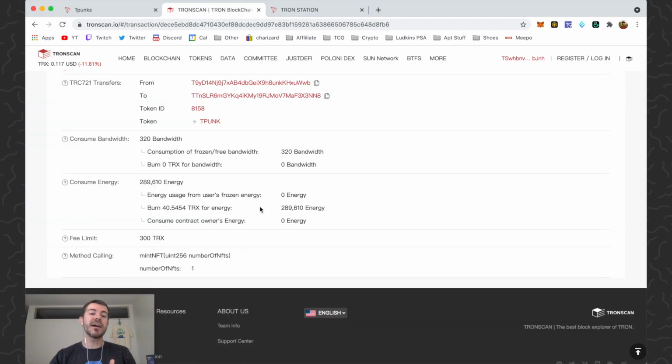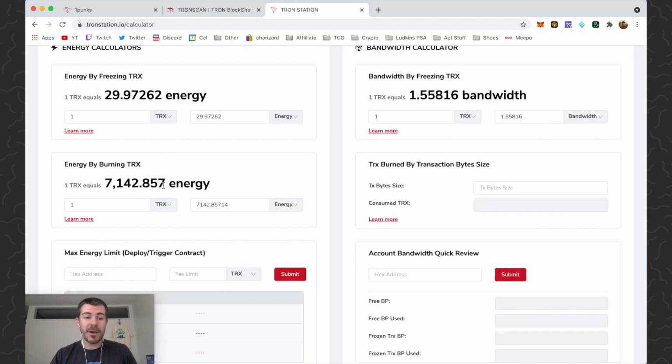You could go to any contract, look at their transactions, and just see how much TRX is being burnt for that transaction. If it doesn't show, just look at the energy and do the calculation. And if you don't want to worry about any of this, just freeze a whole bunch of TRX, and then you'll get energy, and you won't ever have to worry about transaction fees ever again.